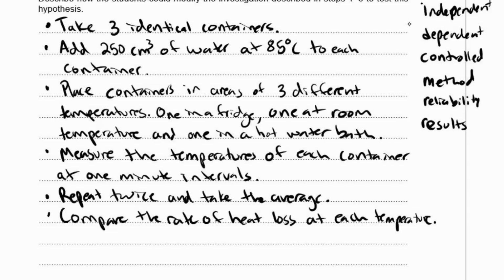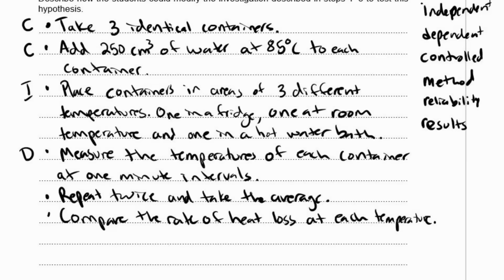So let's double check. Do we have an independent variable? Do we have something that we're changing? Okay, the independent variable here is you are changing the temperatures that the containers are in. Your dependent variable, the thing you're measuring, is the temperatures of each container at 1-minute intervals. Controlled variables, well, we have 3 identical containers. We have 250 centimeters cubed of water, 85 degrees Celsius. That's 3 controlled variables there.